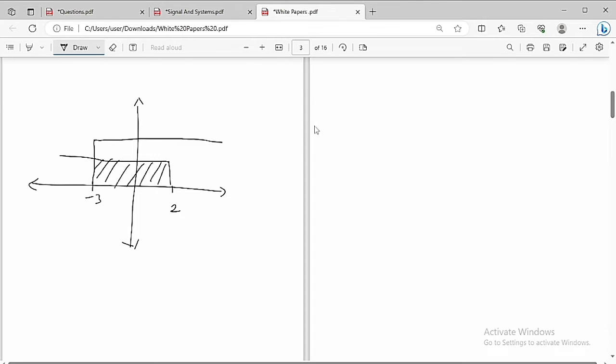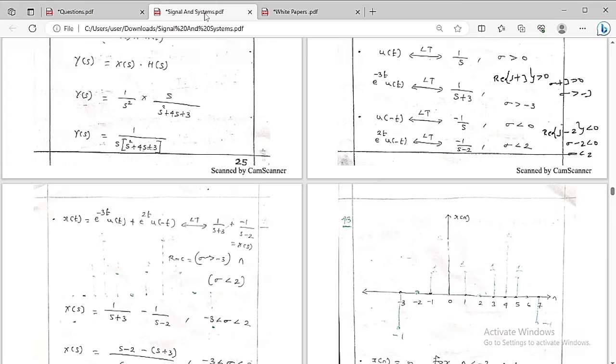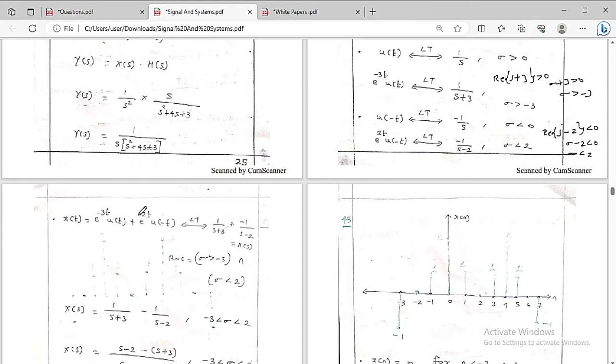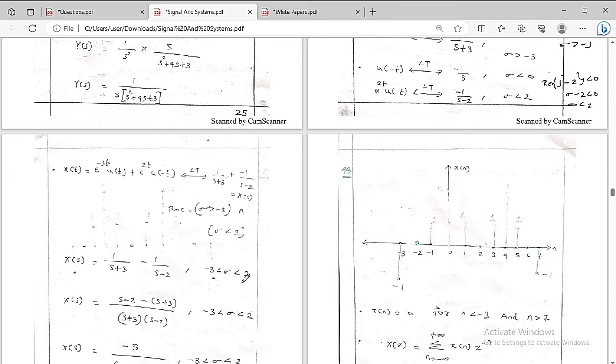So the common ROC is minus 3 less than sigma less than 2. Only on this common ROC are both defined, and only then are we going to get this sum. If both are defined, then only we get the sum. Therefore, what is the net ROC? It is the intersection of the ROCs of both these things, which is minus 3 less than sigma less than 2.